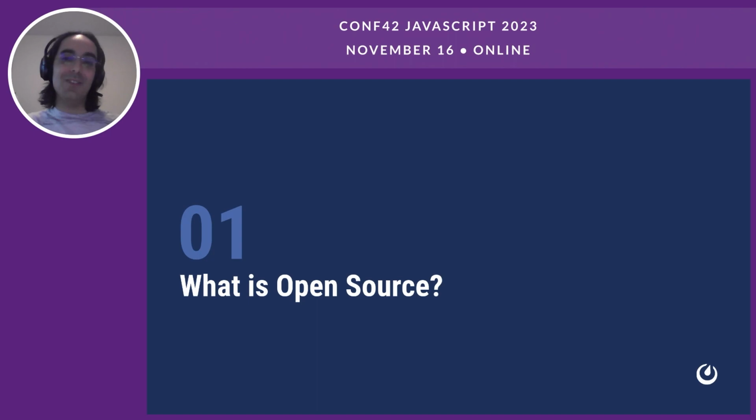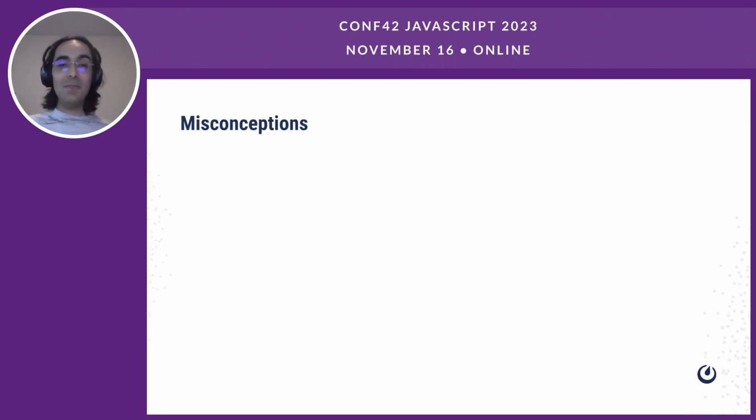What is open source? Let's start with a few misconceptions. The first misconception is about the word free. Sure, most of the open source code that is out there you can get for free. But the word free is about freedom, not about cost. If we go to the Open Source Initiative definition, the main part of the freedom is the freedom to redistribute the code, not about that being free.